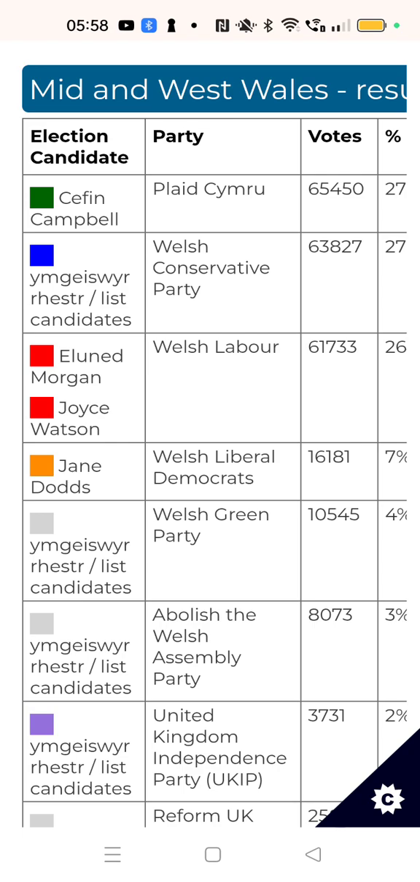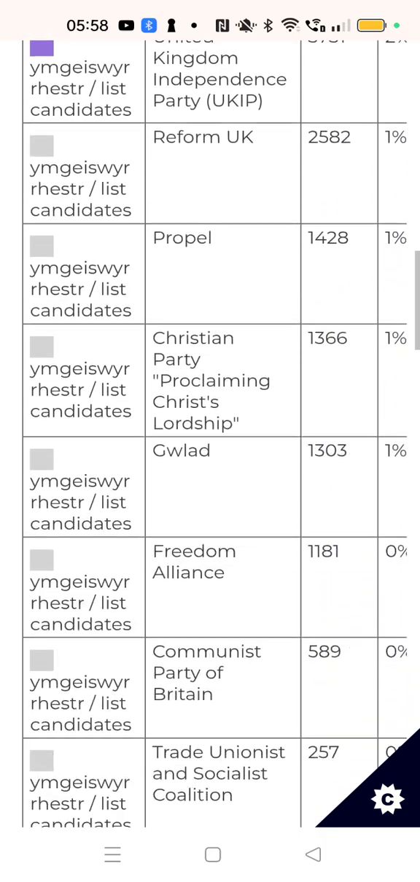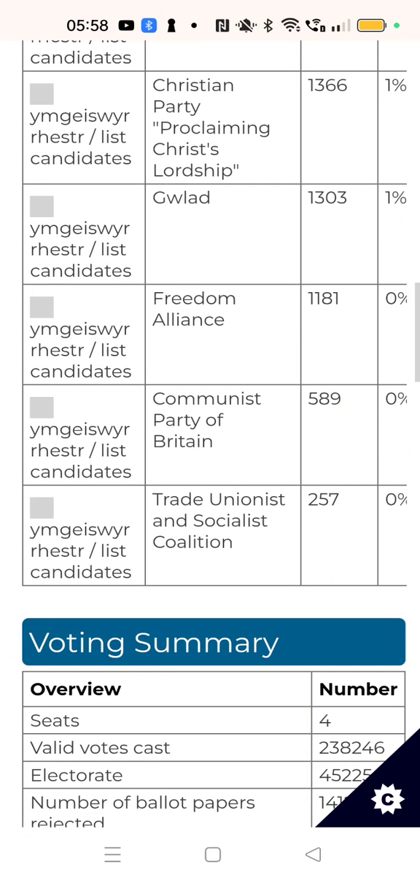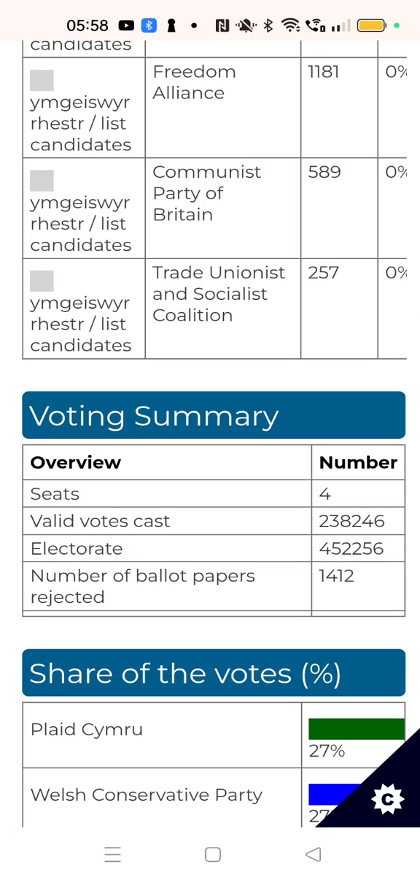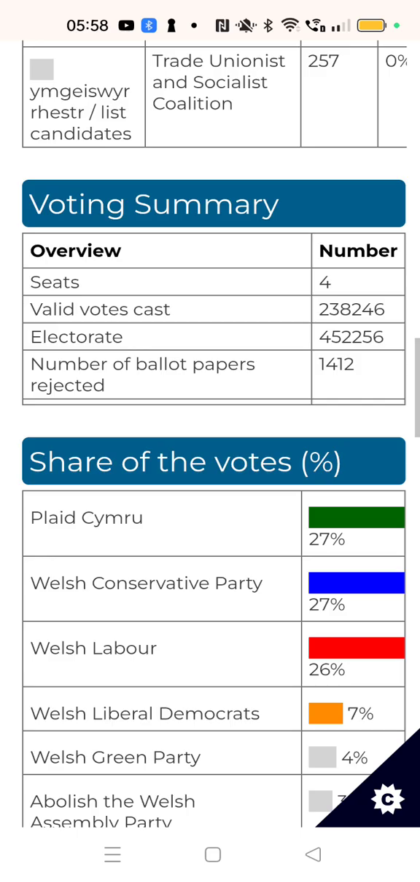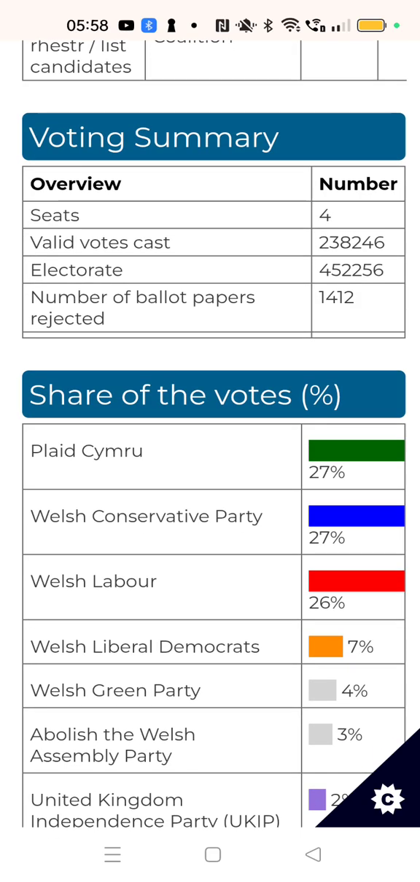Plaid Cymru actually got a lot of votes on there. And then you've got these minorities, 4 seats. I don't know why the Conservative wasn't elected. Then share of the votes: Plaid Cymru 27%, Welsh Conservative 27%, and Welsh Labour 26%.